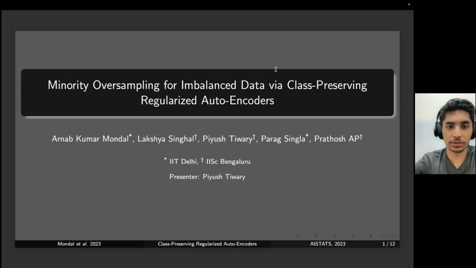My name is Piyush Tiwari, and today I will be presenting our work titled Minority Oversampling for Imbalanced Data via Class-Preserving Regularized Auto-Encoders. This work is jointly done by people from IIT Delhi and IISc Bangalore.